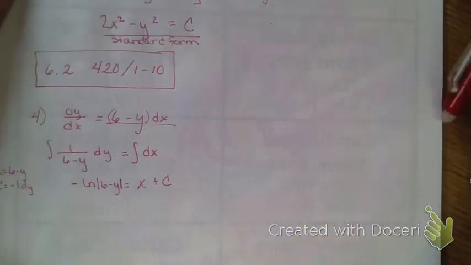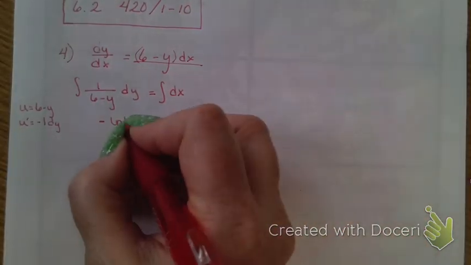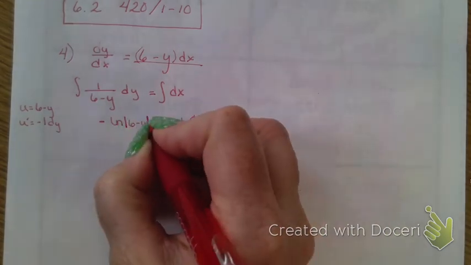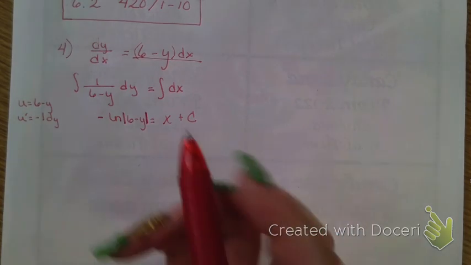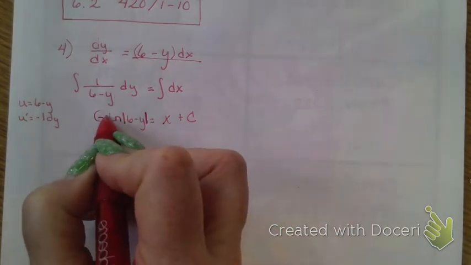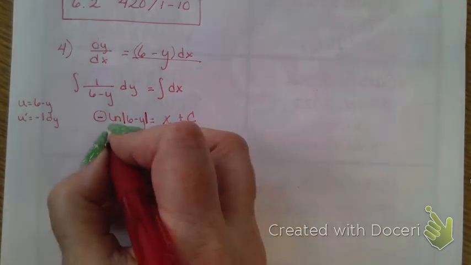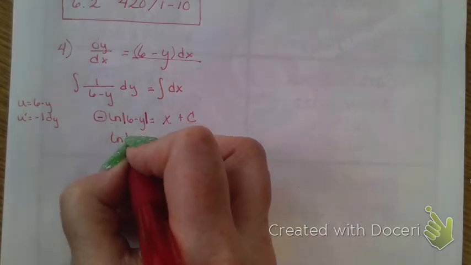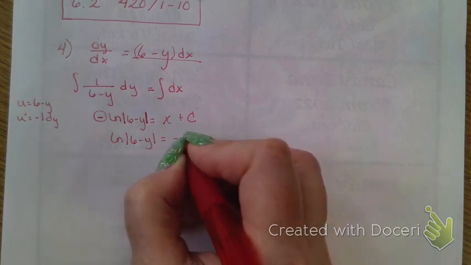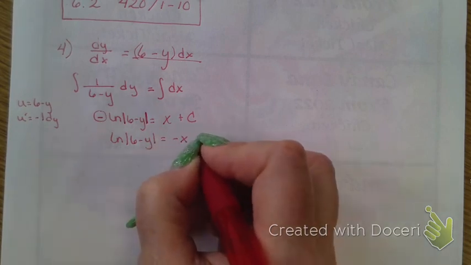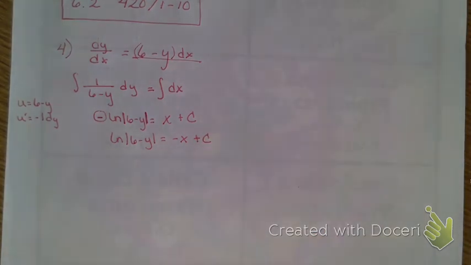Okay, so we want to solve this for y. And these are absolute values here, not parentheses. So the first thing we need to get rid of is what? Your natural log. Your negative. So then I have the natural log of the absolute value of 6 minus y is negative x plus c, still just C. We're not even going to change it to a minus.